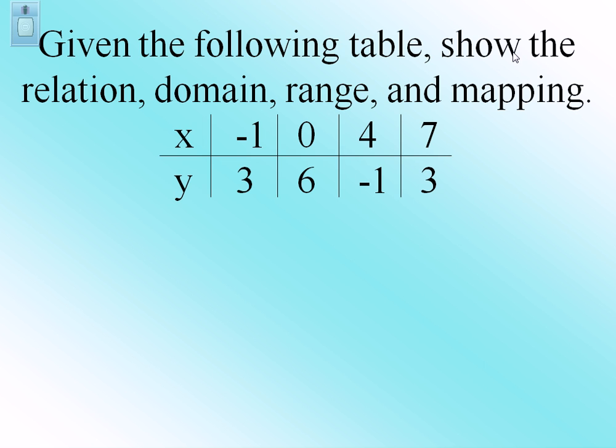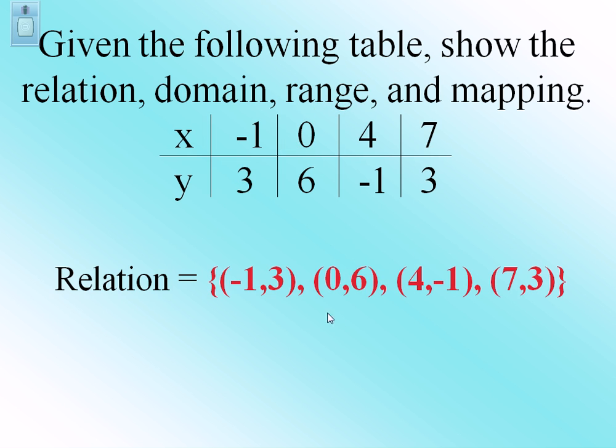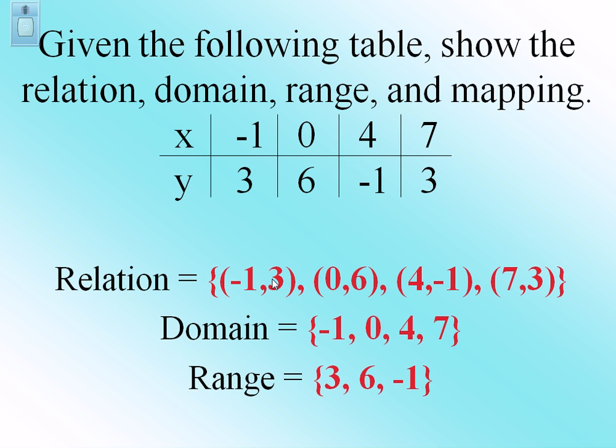So given this table, show the relation. And they're talking about a relation written as a set of ordered pairs. So if we wrote it as a set of ordered pairs, we would have the negative 1 paired with a 3, the 0 paired with a 6, the 4 paired with a negative 1, and the 7 paired with a 3. So here we're taking a table and writing it as a set of ordered pairs. And we know it's a set because it's included with the braces at either end. All right, our domain would be the negative 1, 0, 4, and 7. And our range would be the 3, the 6, and the negative 1. Now we don't have to list the 3 again because it's already listed in the range, isn't it?